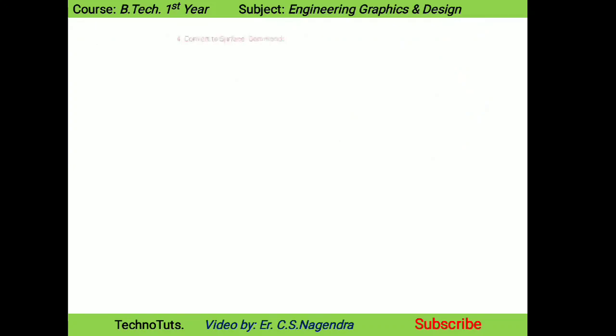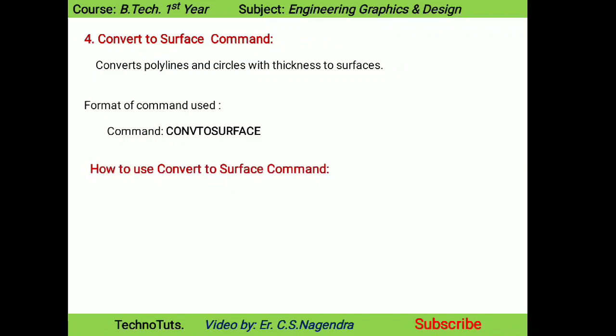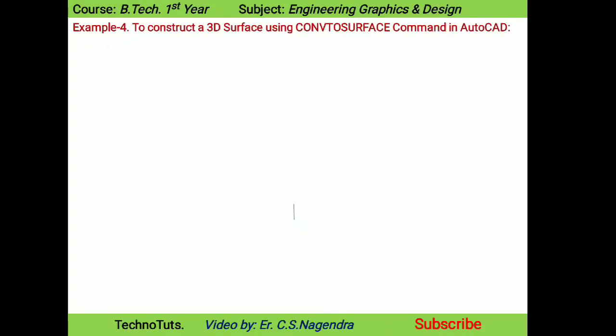Okay, now let us see our fourth command, that is convert to surface command in 3D. The convert to surface command converts polylines or circles with thickness to surfaces. Okay students, here we will construct surfaces from polylines or circles already drawn. Command format is convert to surface. How to use convert to surface command? Construct a 2D drawing by using line, polyline, circle command. Then you have to select the object, then it will get converted into a surface.